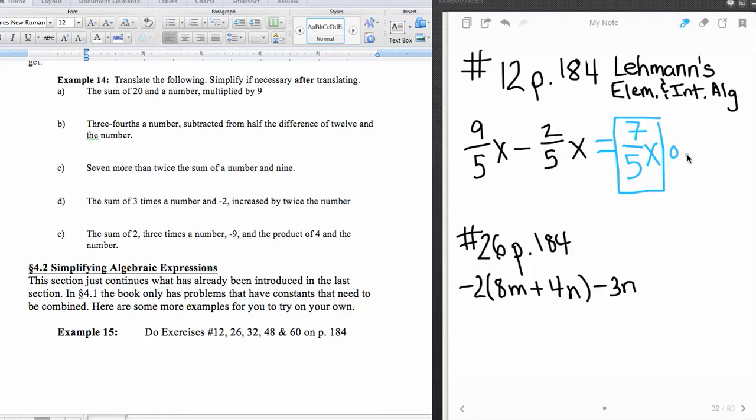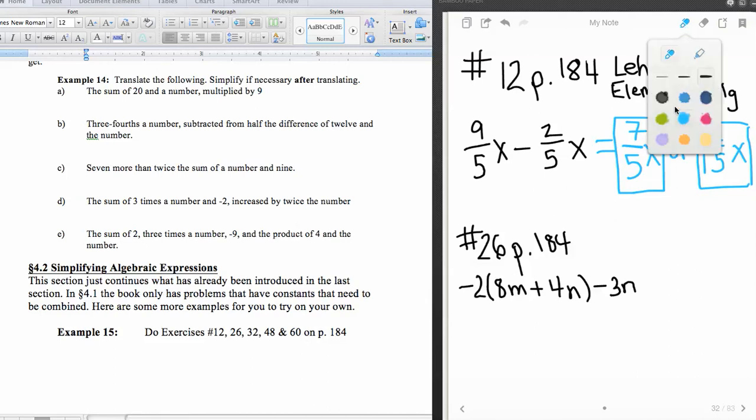Or if you wish, it's less common with a variable, but we could change this into a mixed number as 1 and 2/5 and then x. The reason that we usually don't do that is because it's a little confusing as to where the x belongs when we put it as a mixed number.